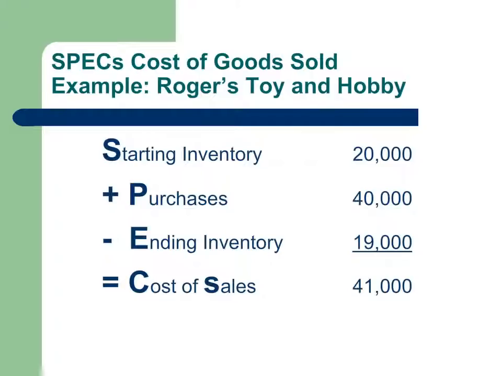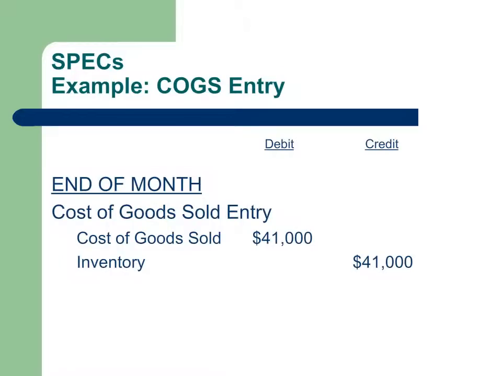$41,000 is now entered into Rogers Toy and Hobby books as one entry to debit the cost of goods sold for $41,000 and credit the inventory for $41,000.